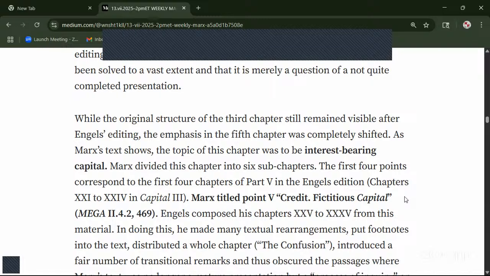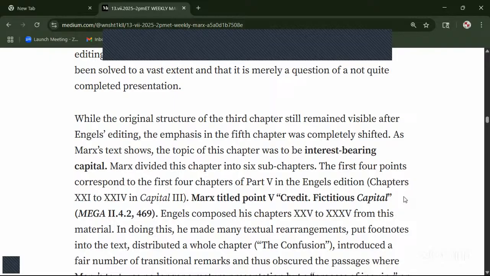While the original structure of the 3rd chapter still remained visible after Engels' editing, the emphasis in the 5th chapter was completely shifted. As Marx's text shows, the topic of this chapter was to be interest-bearing capital. Marx divided this chapter into 6 subchapters. The first 4 points correspond to the first 4 chapters of Part 5 in the Engels edition, that is, chapters 21 to 24 in Capital Volume 3.